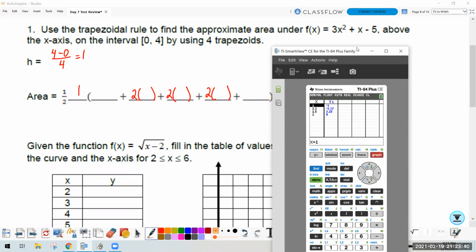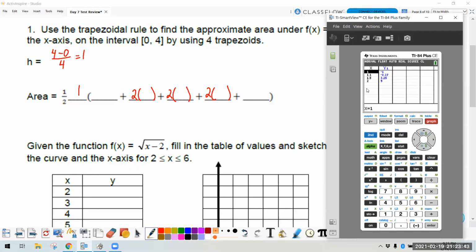I want the y values specifically at 0, 1, 2, 3, and 4. So my calculator is already set to ask. If I go to second window, my independent is on ask. Since this is by the integers, if it's on auto, it's not bad, but I'm going to leave it on ask so that I can delete these. There we go, delete. And I type 0, 1, 2, 3, 4, and it gives me the y values. And then we'd have to add them up.